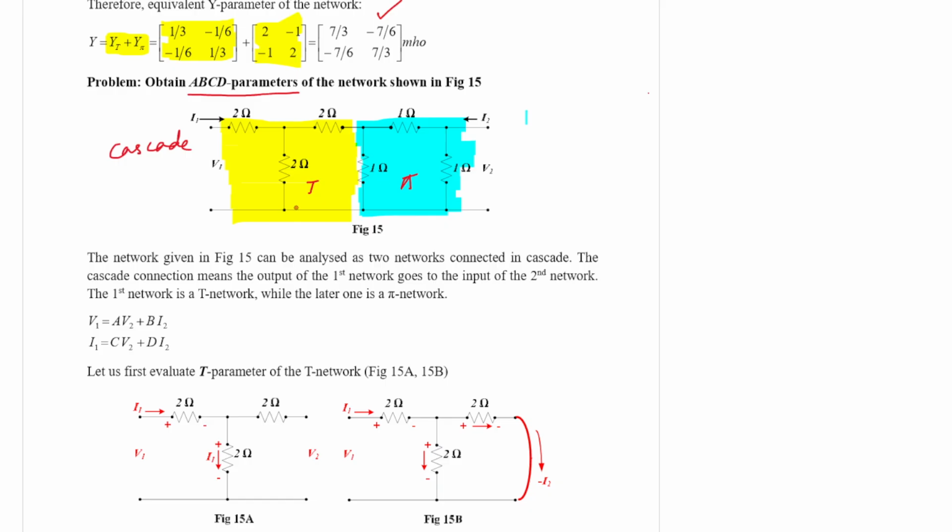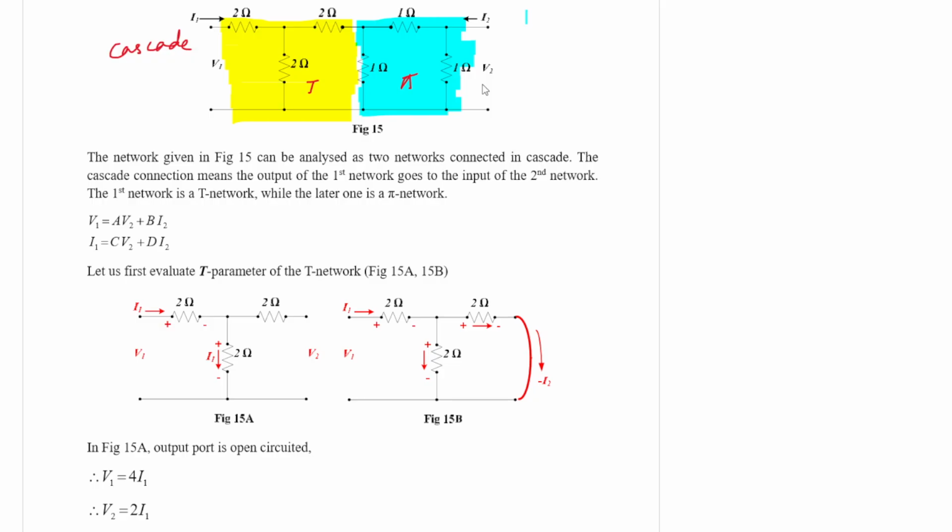That is why it is a cascade connection. So if you evaluate the ABCD parameter of the T network, then evaluate the ABCD parameter of the pi network, you must multiply them together to get the overall ABCD parameter of this network. So let us solve one by one. It is the fundamental equation of the ABCD parameter.